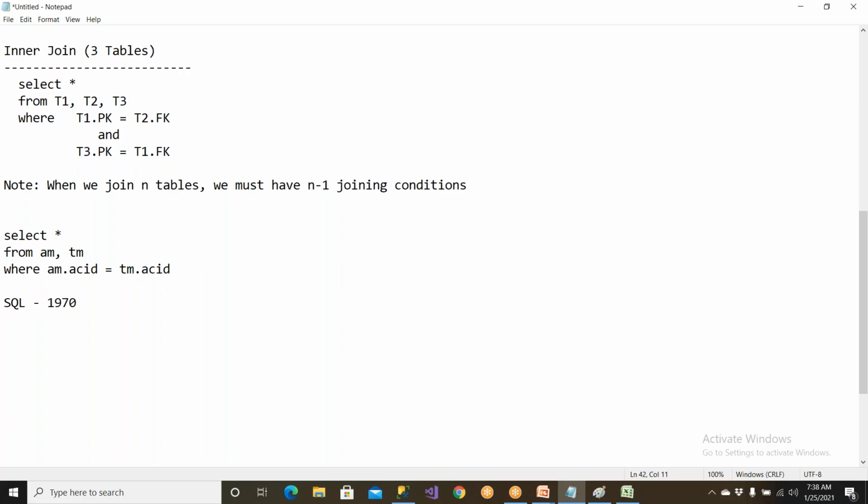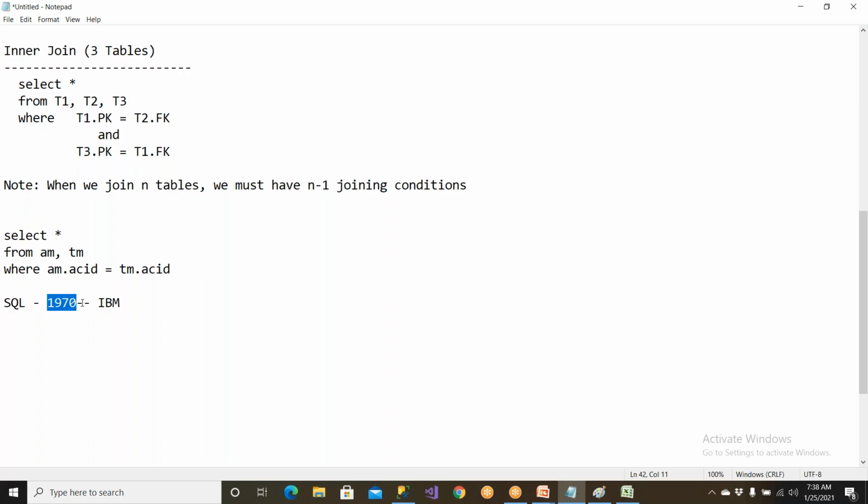In 1970 we got SQL, the Structured Query Language, given by the IBM company. This is a language, I told you many times. SQL is a language. SQL Server is a software. Oracle is a software. So be clear what is SQL and what is SQL Server. SQL is a language invented by IBM people in the 1970s.